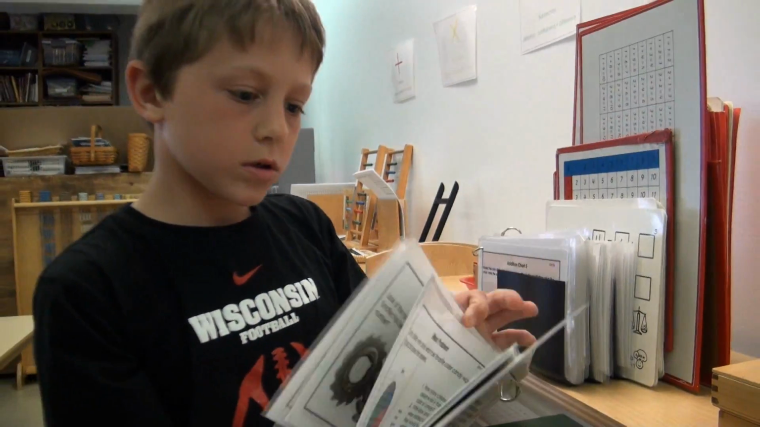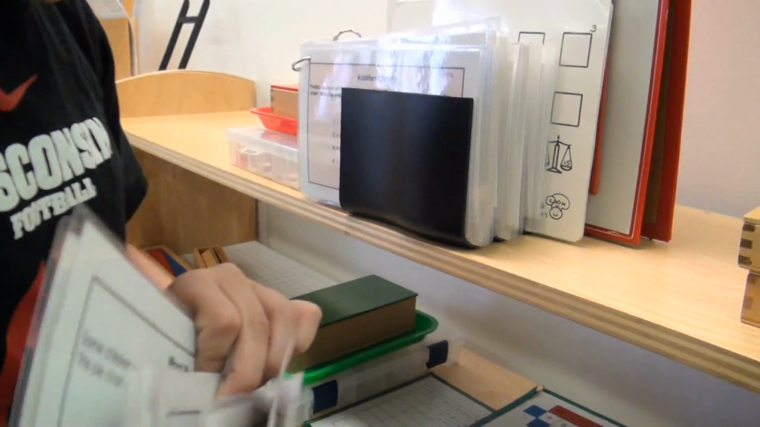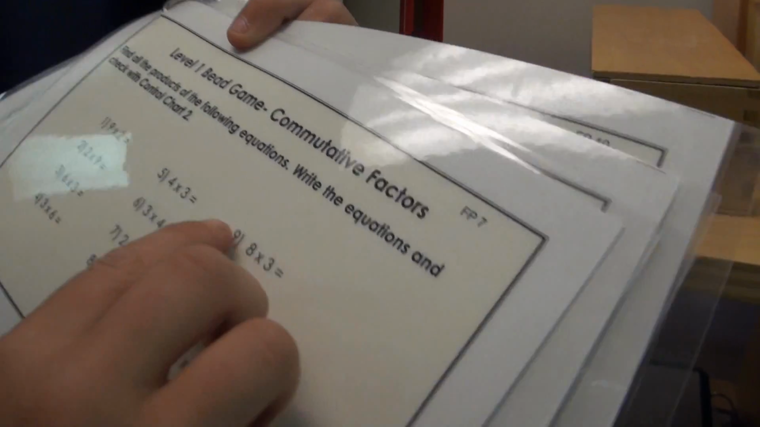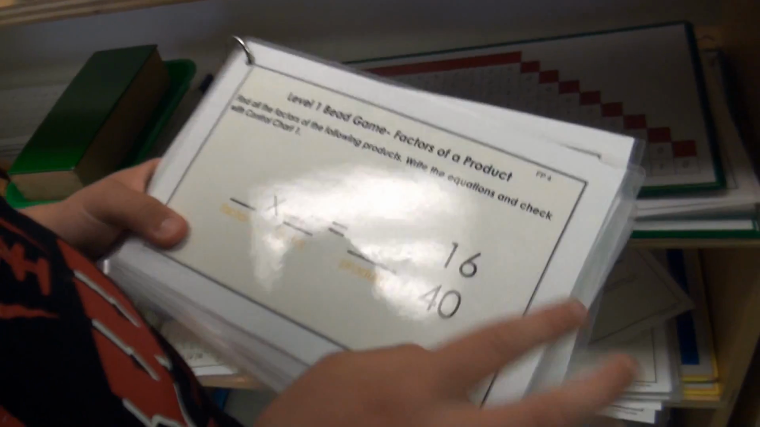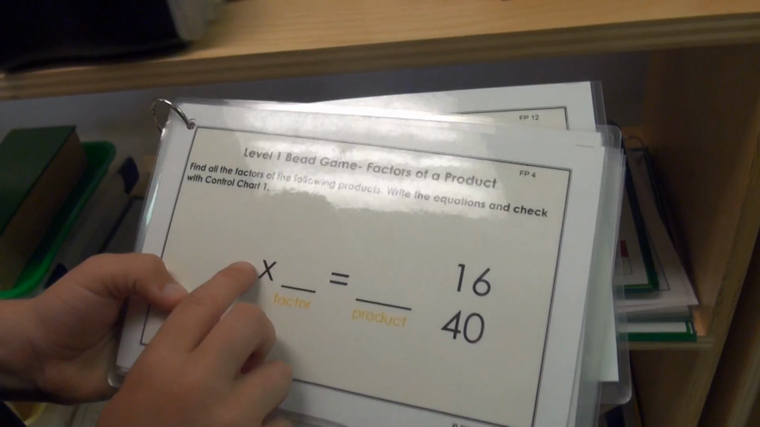Squares of a number, and then there's factors of a product and commutative factors in here. On commutative factors, you would write these and then you would switch them around. You would do the squares of numbers. Here, factors of a product. You would do like something times something has to equal 16. You would write all of them down. And here's the geometry shelf.